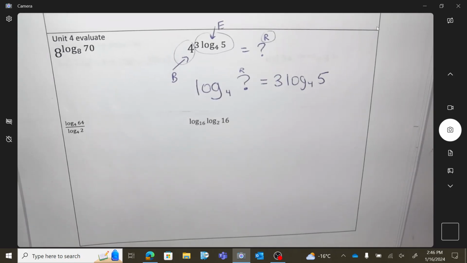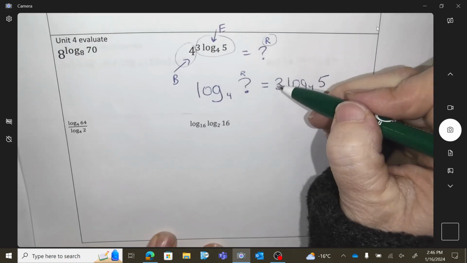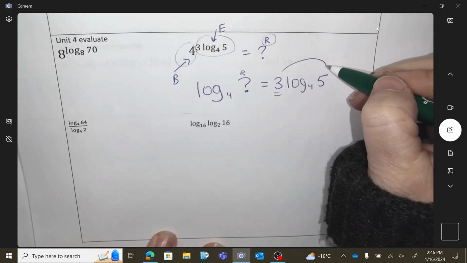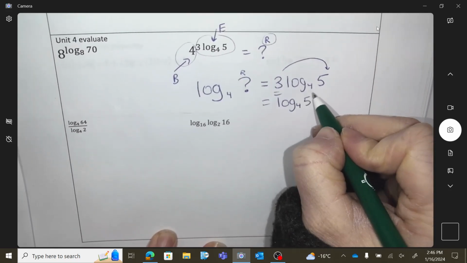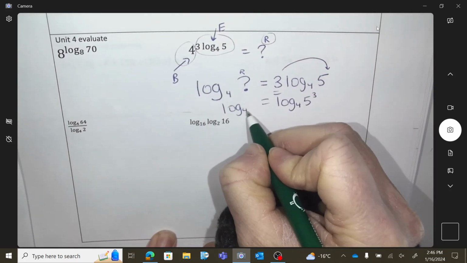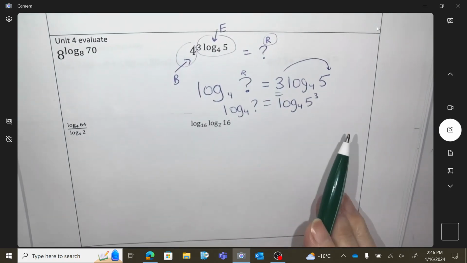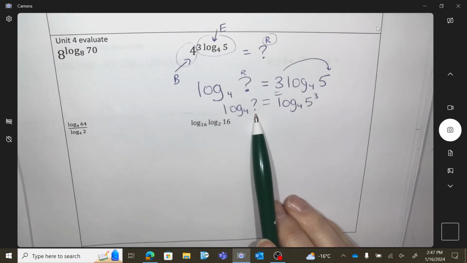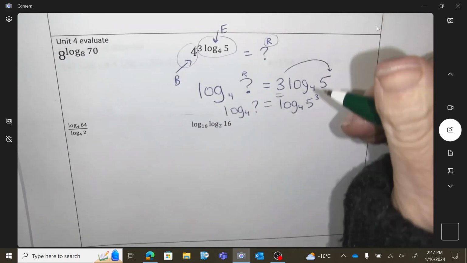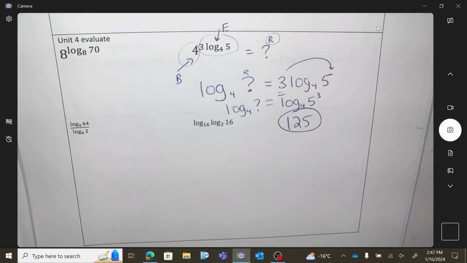Now, do they both start the same? No. Can I move this? What could you do with this 3? It can move over there. So now log 4 something, log 4 something, can we make the conclusion? This would have to be equal to 125. That would be the answer.